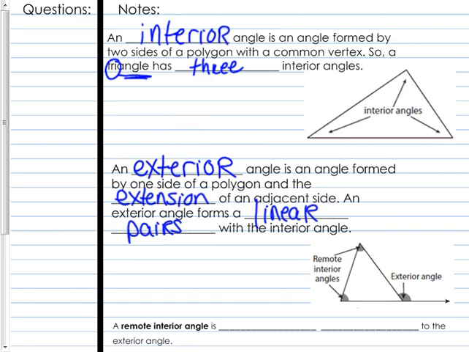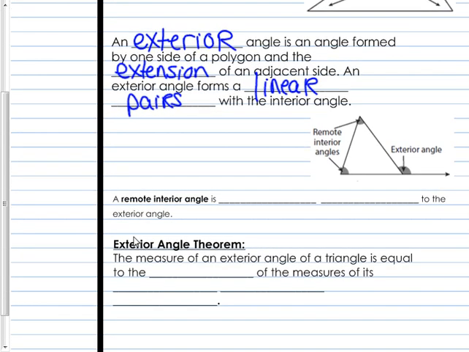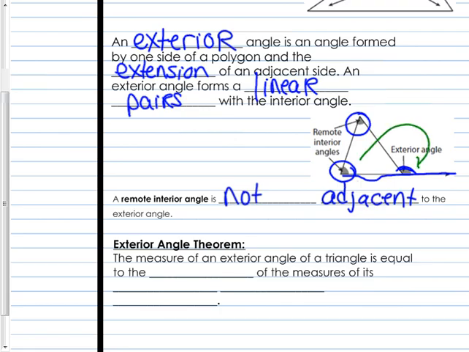So here's an example of an exterior angle, and you can see that this side was extended. And so an exterior angle was formed with the outside of the triangle. A remote interior angle is not adjacent. What does that word adjacent mean? Adjacent means it's touching or next to. So these are the remote interior angles because you can see they are not touching this exterior angle.